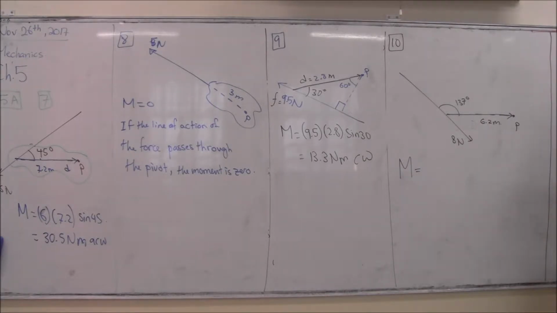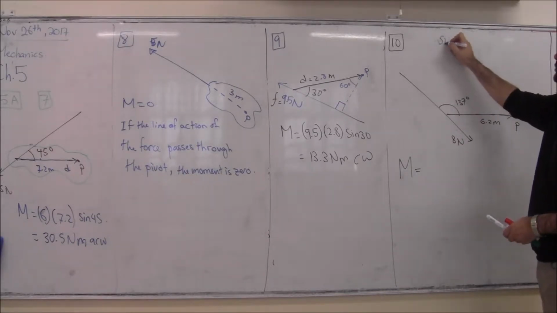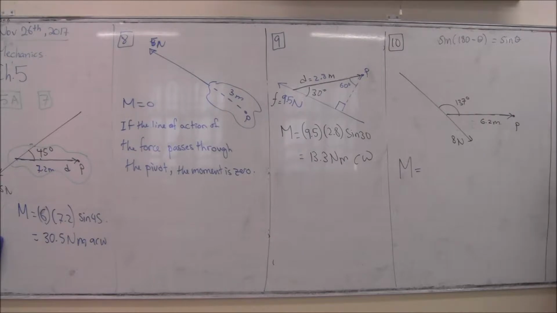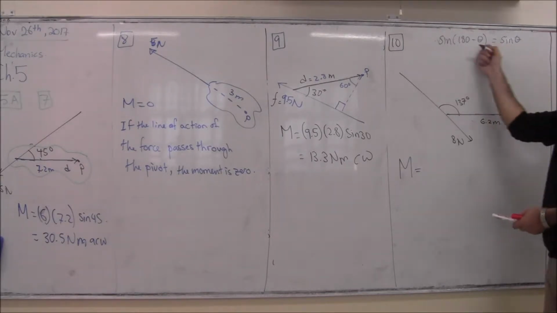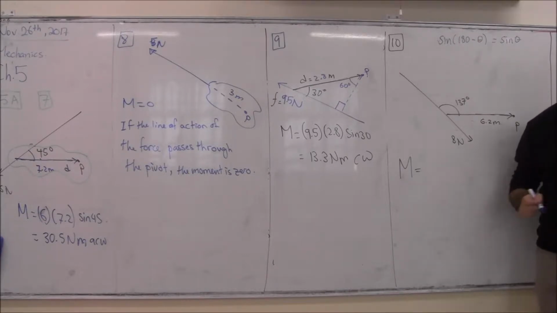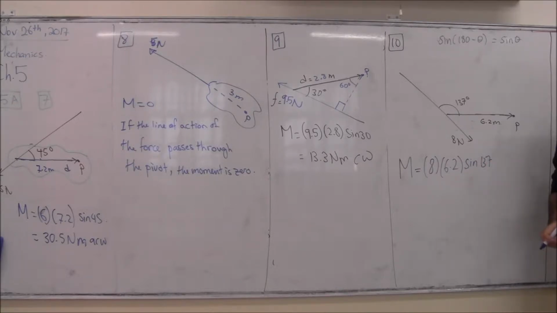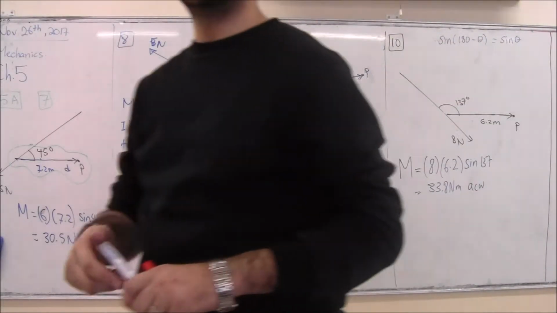Same answer, because of the sine identity. I don't know if you have taken it or not: sine of 180 minus theta is equivalent to sine theta. So if you subtract theta from 180 or keep it as theta, it will be the same. So here, force 8, distance 6.2 times sine 137. This will be 33.8 newton meters. Look again, this way, anti-clockwise. Any question about this? Okay.